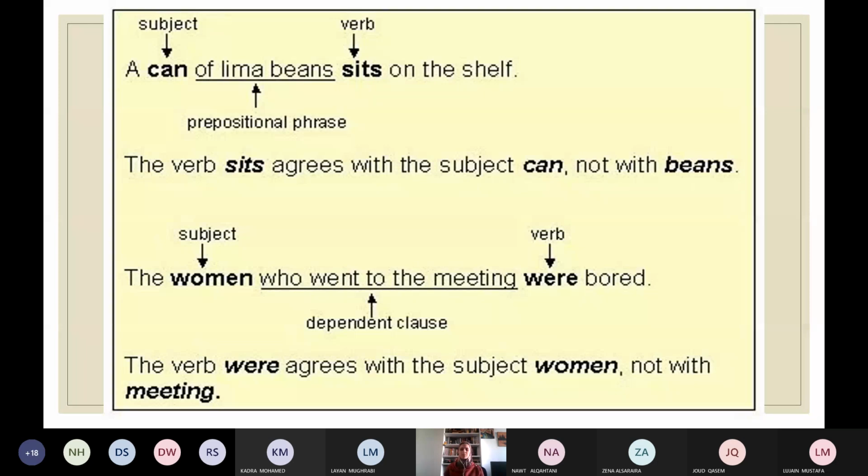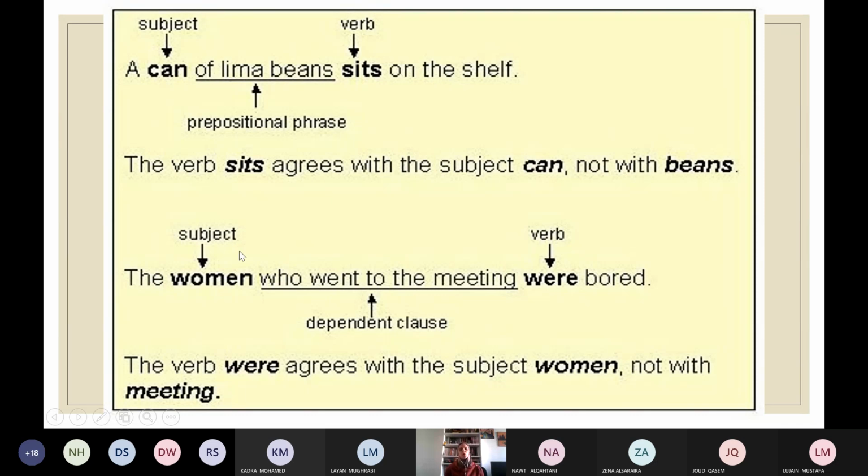No subjects in a prepositional phrase. So when I see a prepositional phrase after the subject, cross it, don't look at it. When I see this of, cross it. So it should be what? A can sits on the shelf. So sits is for can. What is it doing? Prepositional phrase, cross it. The verb sits agrees with the subject can, not with beans. What is beans here, teacher? Beans is object of preposition of.